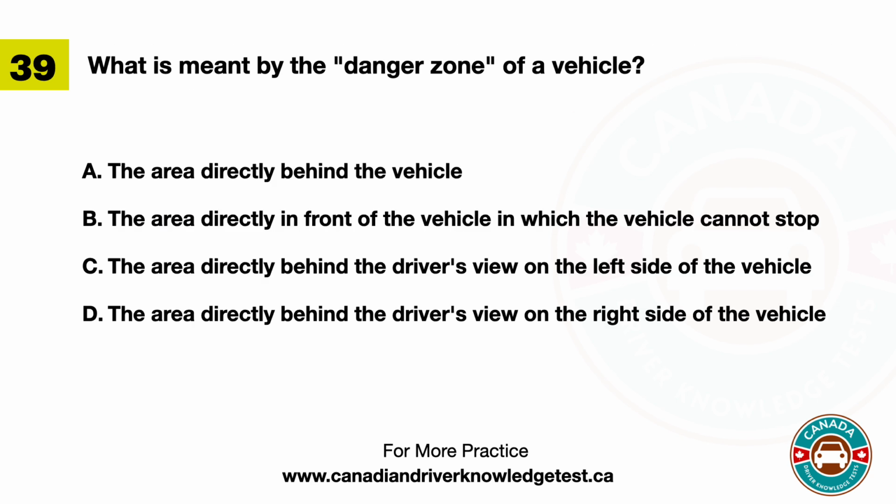Question 39. What is meant by the danger zone of a vehicle? A. The area directly behind the vehicle. B. The area directly in front of the vehicle in which the vehicle cannot stop. C. The area directly behind the driver's view on the left side of the vehicle. D. The area directly behind the driver's view on the right side of the vehicle. The answer is B. The area directly in front of the vehicle in which the vehicle cannot stop.